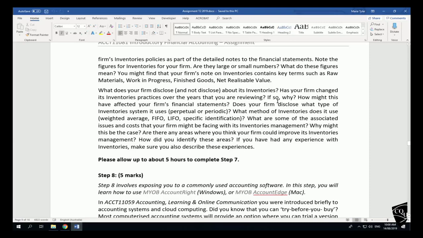And Maitland's helped us today with answering that. Have they changed it? Have a look at the beginning notes to your accounts. They may have. They may provide the explanation of why. How might this have affected your firm's financial statements?